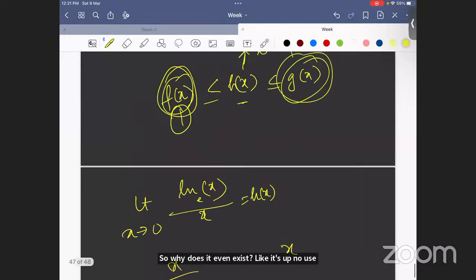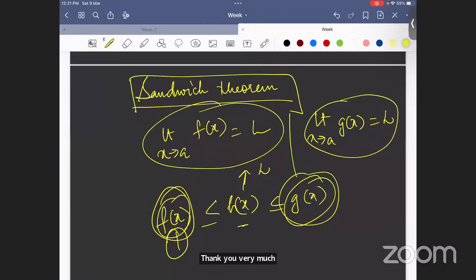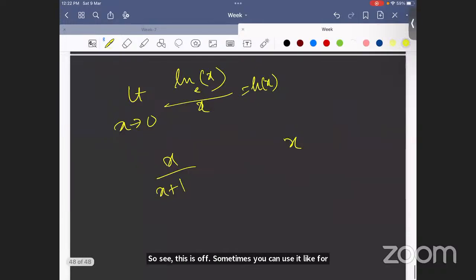It's used very much. If you have two different functions and you have to calculate the limit of a function that is lying between them, then you can directly say the answer. Sometimes you can use it. For this function we can use it because we are able to think of it as lying between x and x upon 1 plus x.